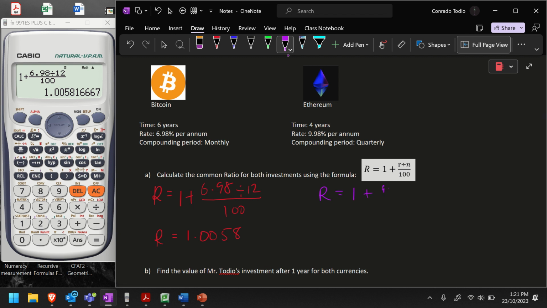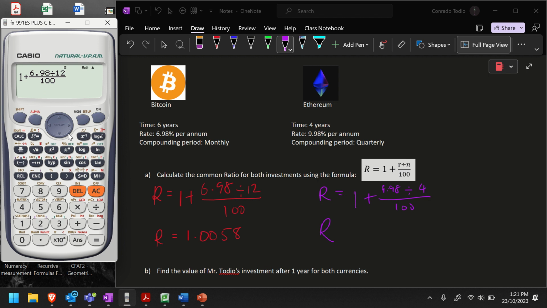So 9.98, divided by, again, what's the number of compounds? It says quarterly, 4. Good, you guys get it. Divided by 100. So the R here, let's start again. 1 plus 9.98 divided by 4 divided by 100. And that equals 1.025. Let's just round that.